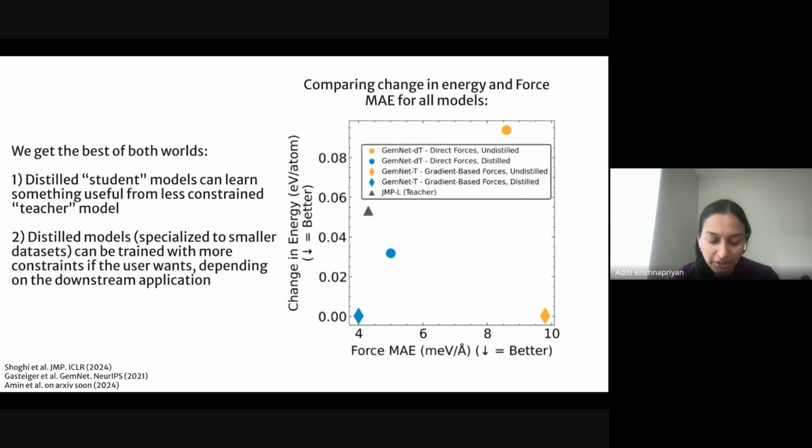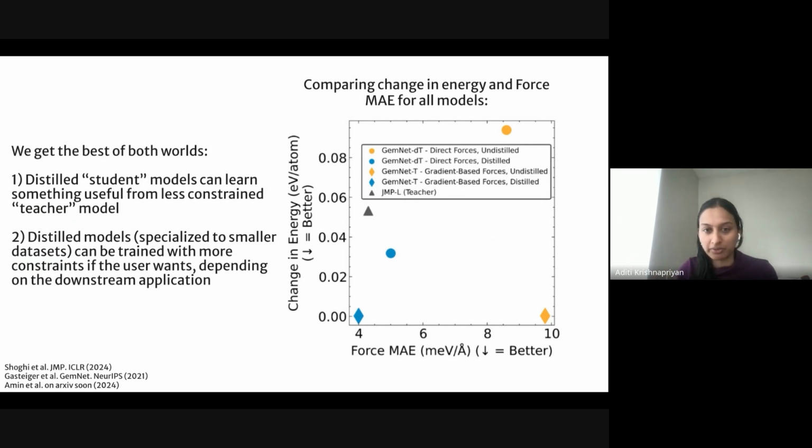So this, I could point to this meta that these teacher models, or the larger models, really maybe it makes sense to make them less constrained, especially because it seems like we do have some evidence now that you can learn constraints like rotational equivariance from the data itself. But the distilled students can use that representation, and then they can be trained with more constraints if the user wants.